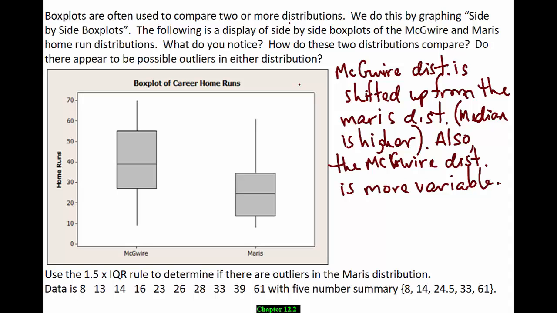So, does it look like we have any outliers here? Well, in the McGuire distribution, these whiskers are shorter than the box, so I don't think that we have any outliers in the McGuire distribution. However, in the Maris distribution, this upper whisker looks like it might be longer than 1.5 times the size of this box. So we're going to do a calculation to verify whether we have an actual outlier or not.